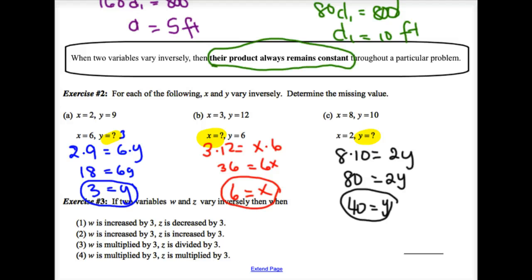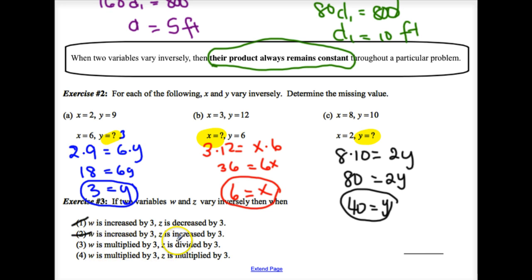The first choice said W increases by 3, Z decreases by 3. Now think of if I had minus 3 on this side and I add 3 on one side, would the product remain the same? No. So that's out. If both of them are increased by 3, my product will definitely not be the same.